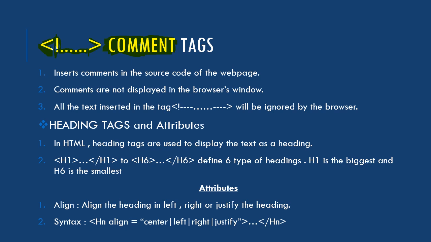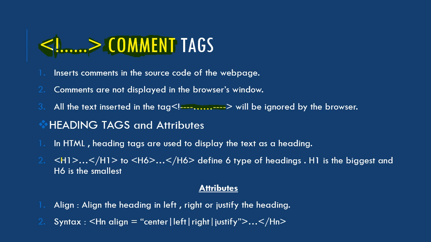Then comes the comment tag: all the text inserted in the tag from here till here will be ignored by the browser. It will not be shown in the web page. Then come the heading tags and the attributes. In HTML, heading tags are used to display text as headings. We have H1 till H6, which define the types of headings. H1 is the biggest heading and H6 is the smallest heading.